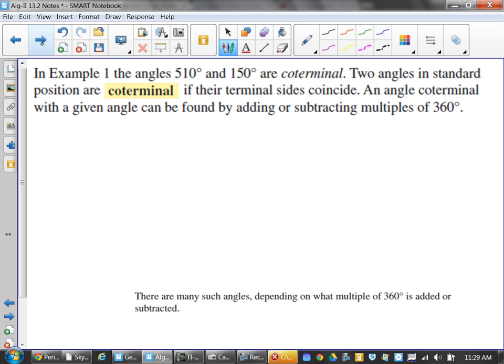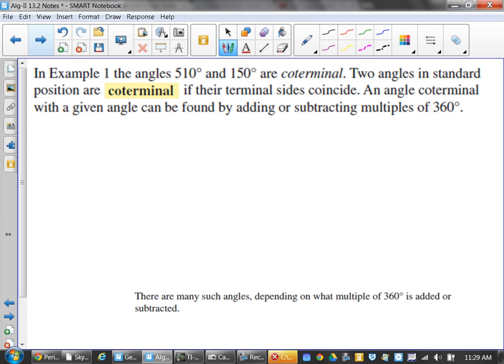Okay. Let me show you here. Angles coterminal with a given angle can be found by adding or subtracting multiples of 360. We just showed that. It's crazy how I have this stuff set up sometimes. It's like I know what I'm doing. No idea.